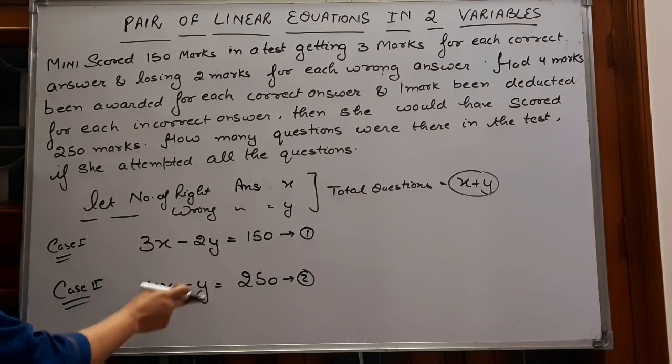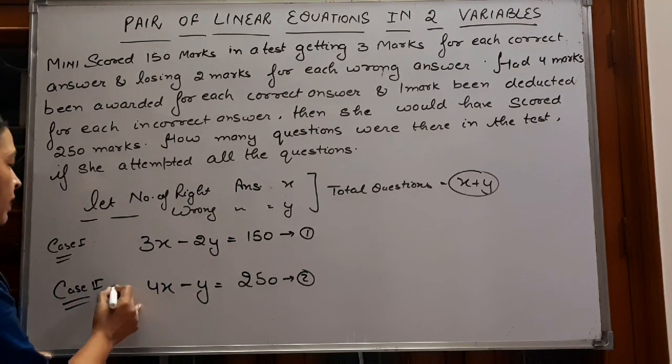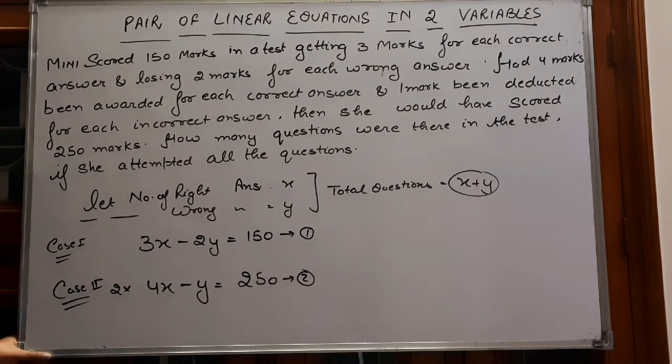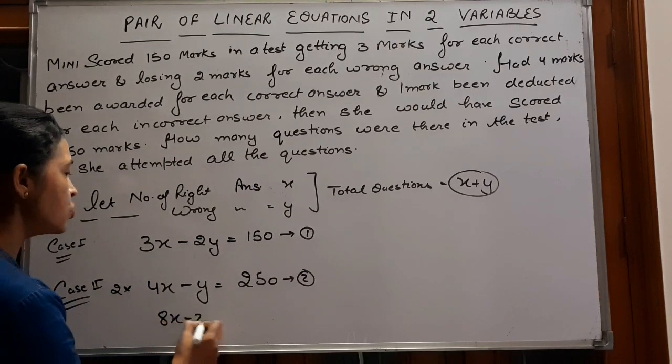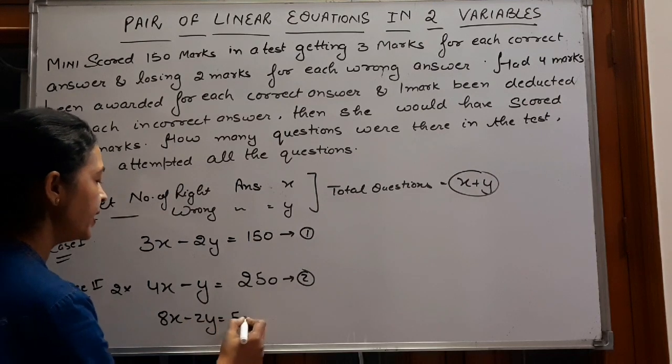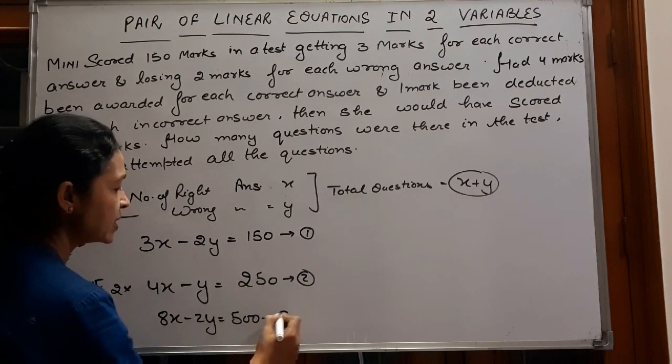Coefficient of y is -2. Here we have 2. What we will do, we will multiply equation 2 with 2. What do we get? 8x minus 2y equals to 500. Again put it as 2.